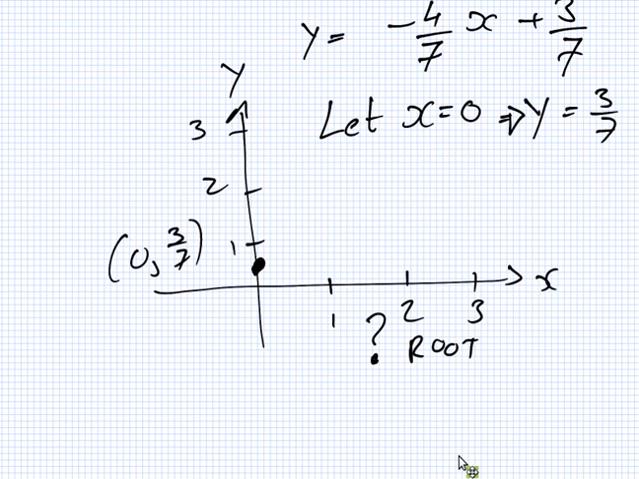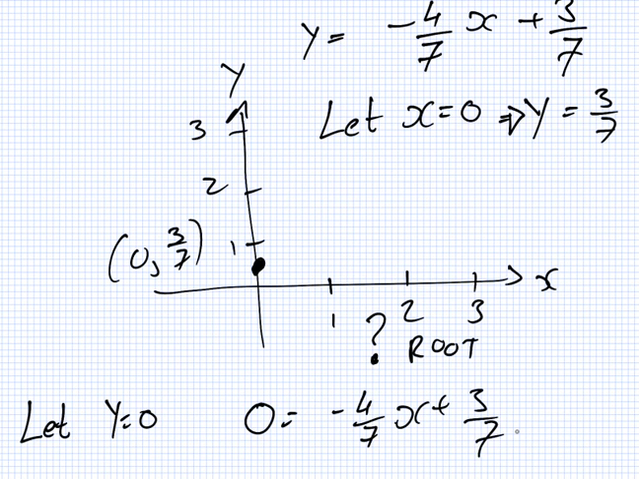So what I would like to do is find out where the root is. How could I find where the root is? You can take y equal to 0. Yeah, I could say let y equal 0. This will give me the root here. So, I have 0 equals minus 4 over 7 x plus 3 over 7. You see what I did? I just made the y 0.